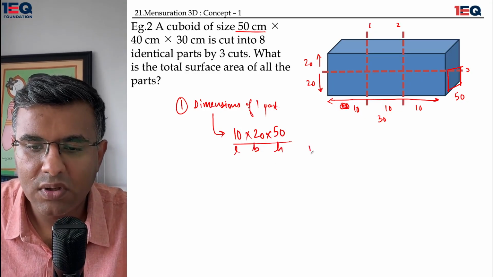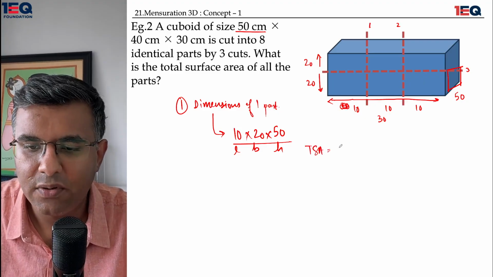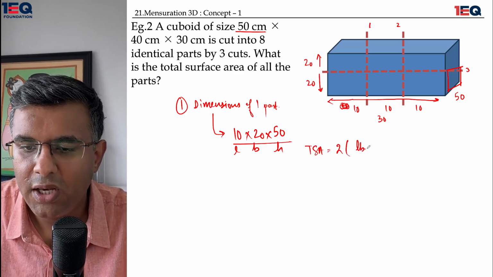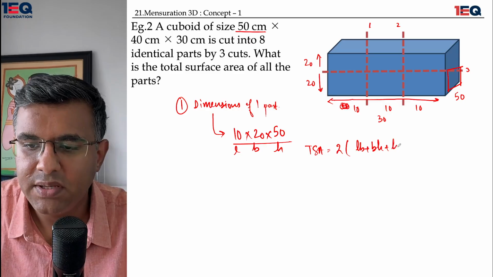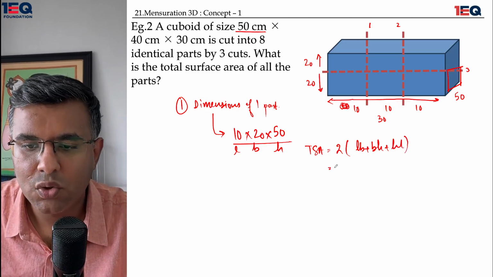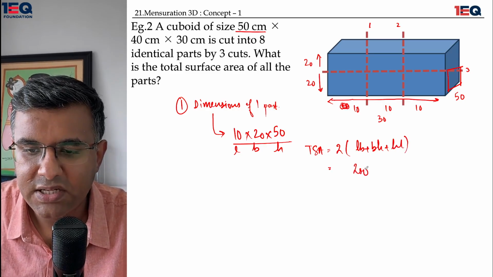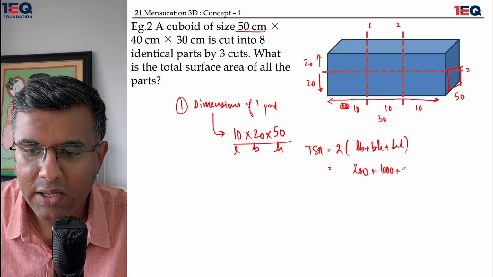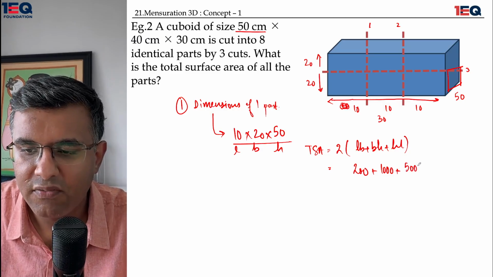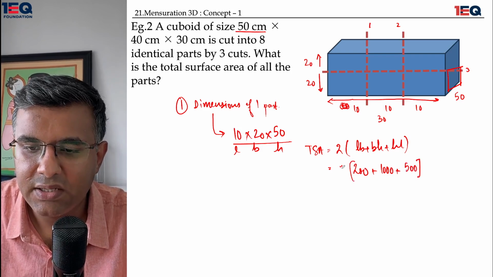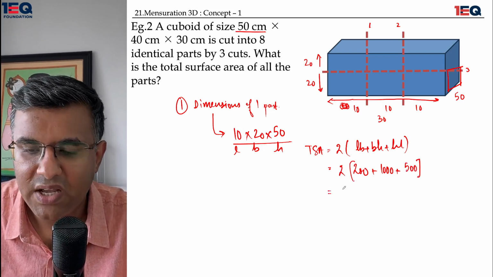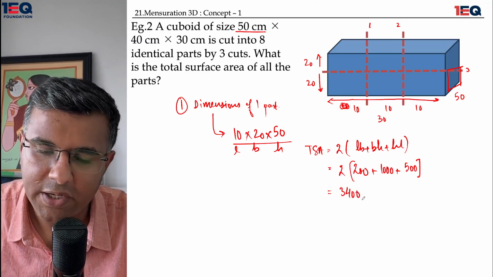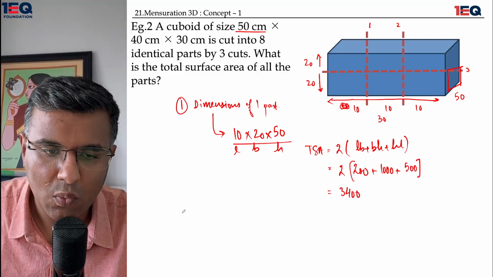To find out the total surface area, I'll use the formula for a particular cuboid as 2 into LB plus BH plus HL. So what does LB stand for? LB stands for 200, BH stands for 1000, and HL stands for 500. This entire thing is going to be multiplied by 2. So we have 1700 into 2, which is equal to 3400 centimeters square. This is the answer for one part.